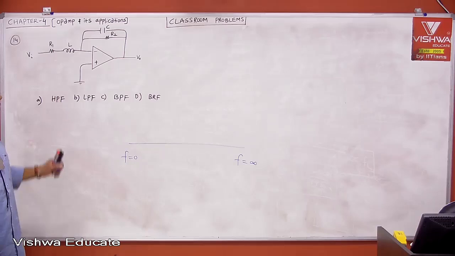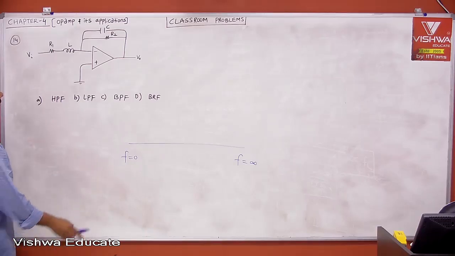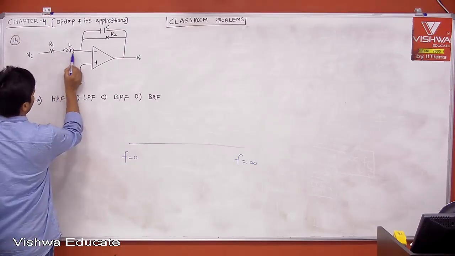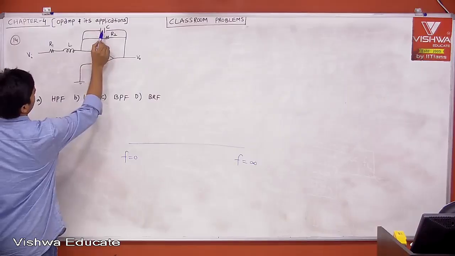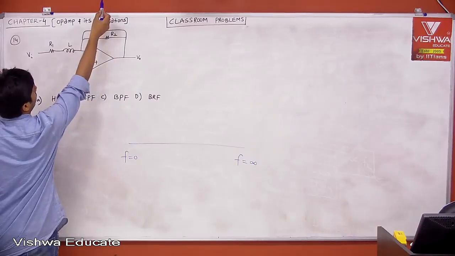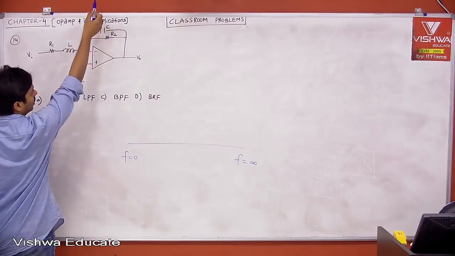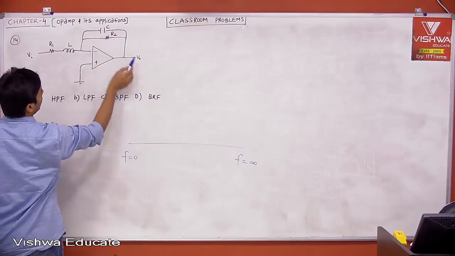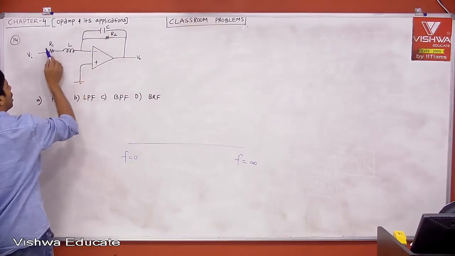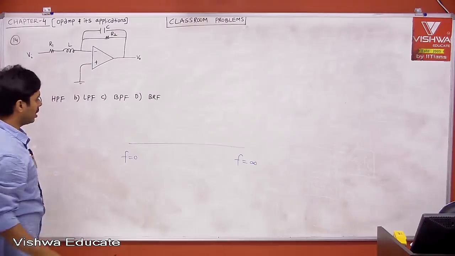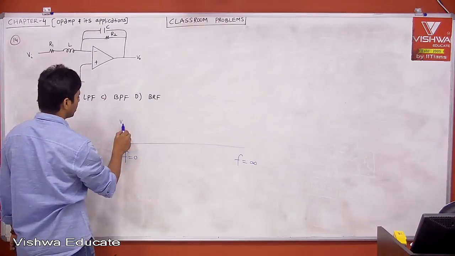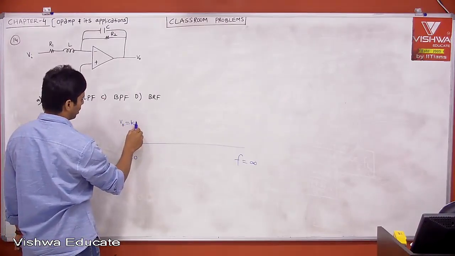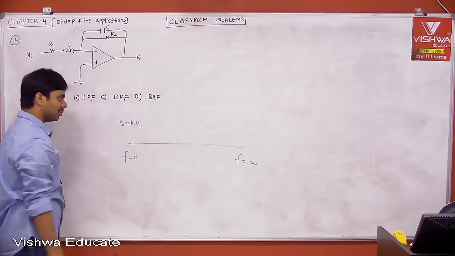Now, when I say f is equal to 0, that is DC. For DC, the inductor acts as a short circuit. For DC, the capacitor acts as an open circuit. Then the resistors are there, R1, R2. Then what is V0 by Vi? Minus R2 by R1. If you take only magnitude, then your V0 is something into Vi. Therefore, it is passing your input signal.